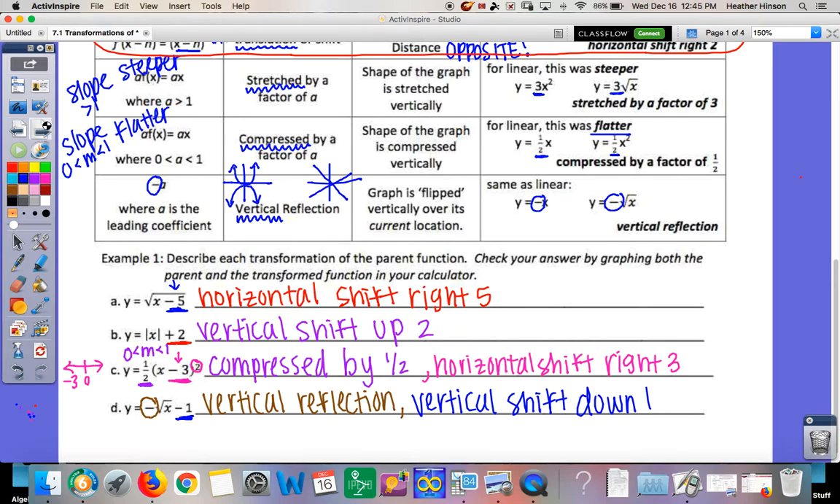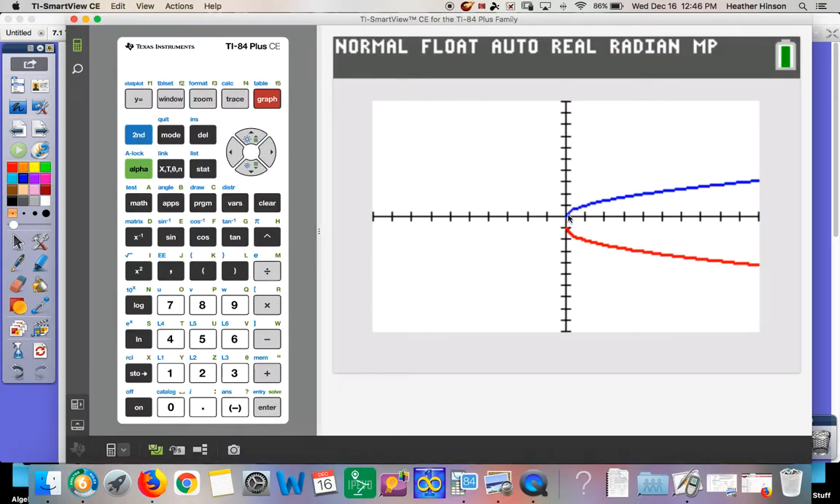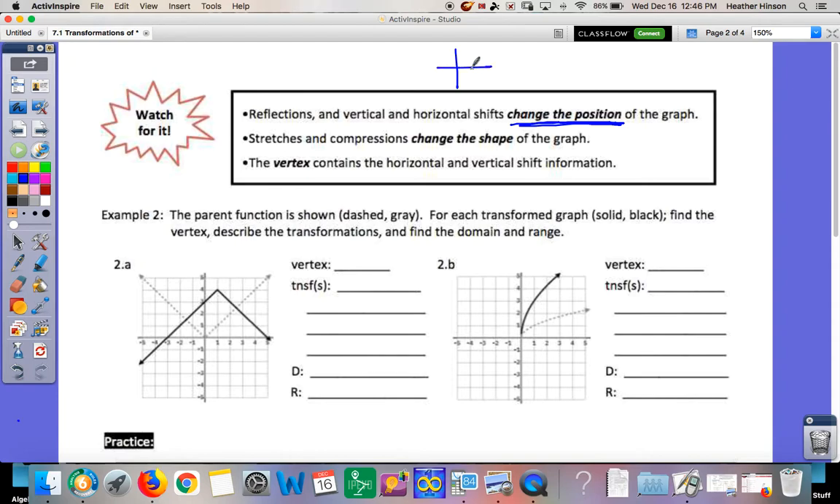Okay, next page. What you want to watch for when you're looking at graphs are your reflections and your vertical and horizontal shifts. That's going to change the position, like we just saw here. Your vertical shift moved it down. Your reflection flipped it upside down. A horizontal shift would move it left or right, like over there. A vertical shift moves it up or down. A reflection flips it upside down.